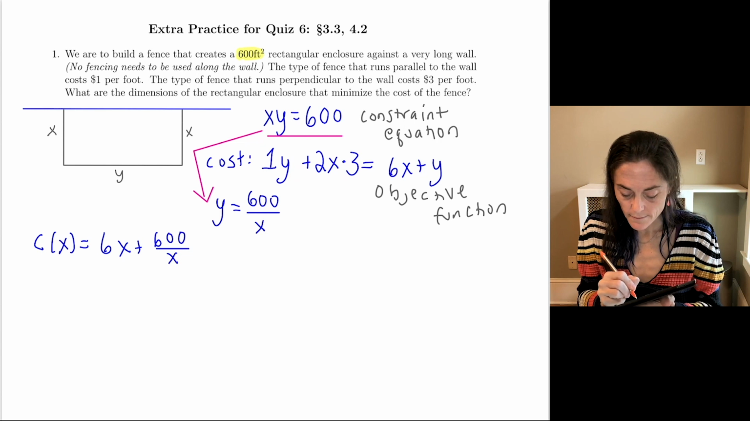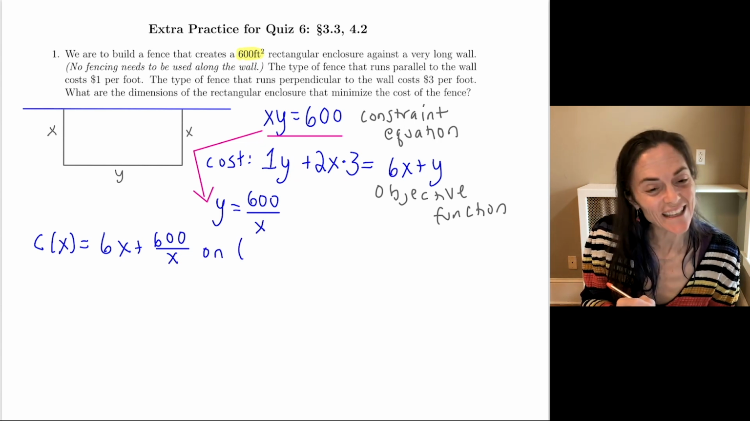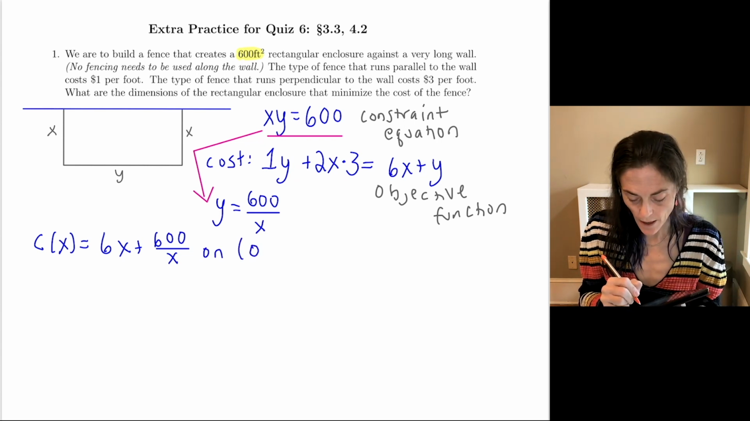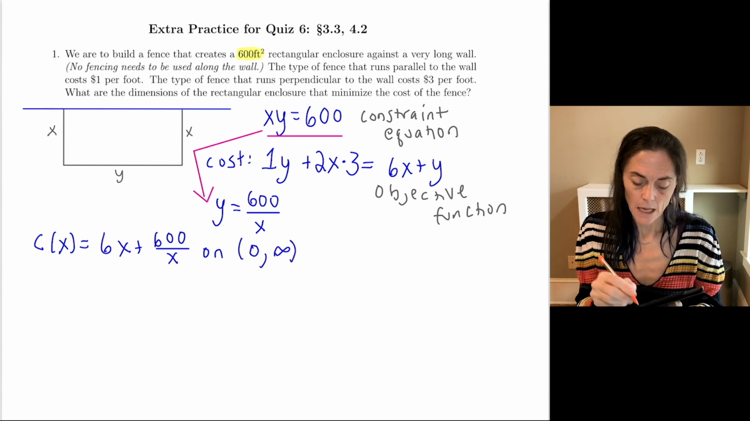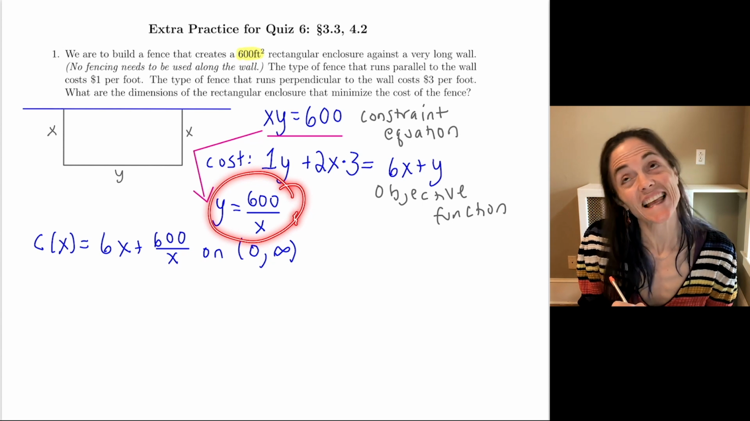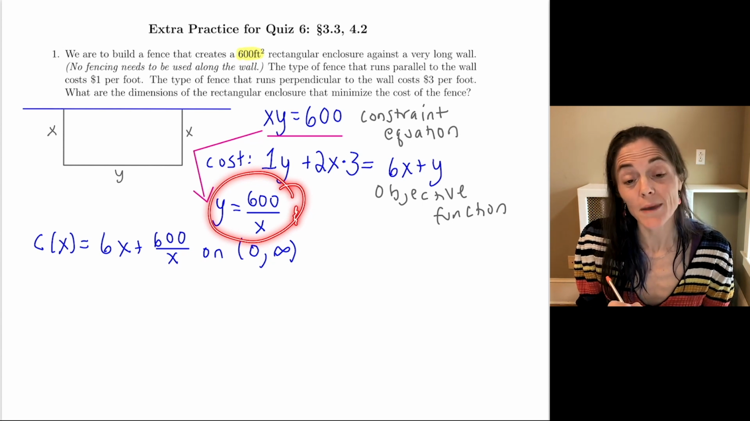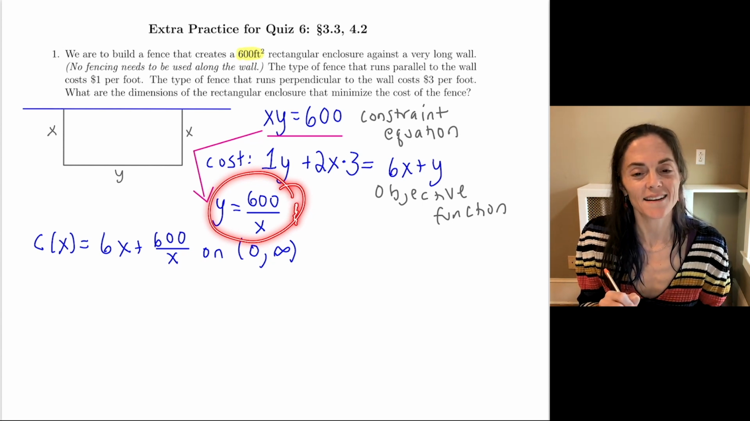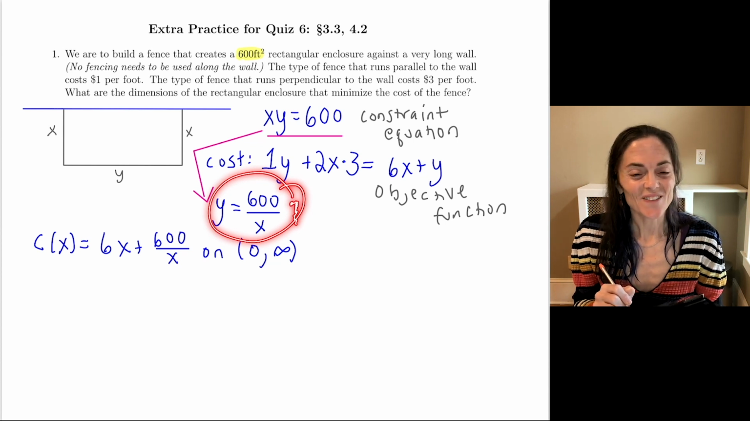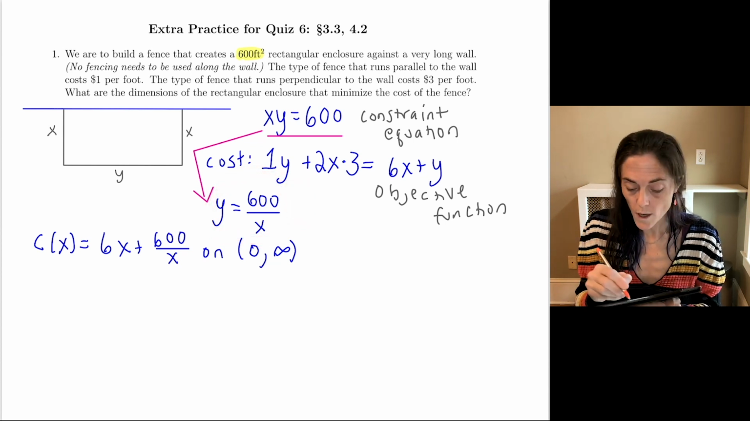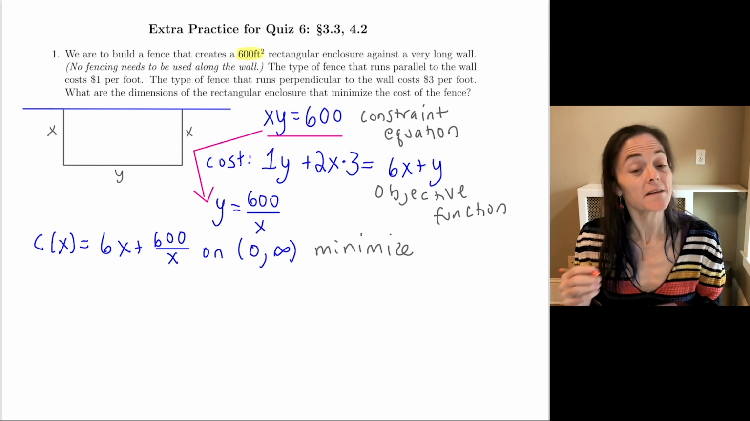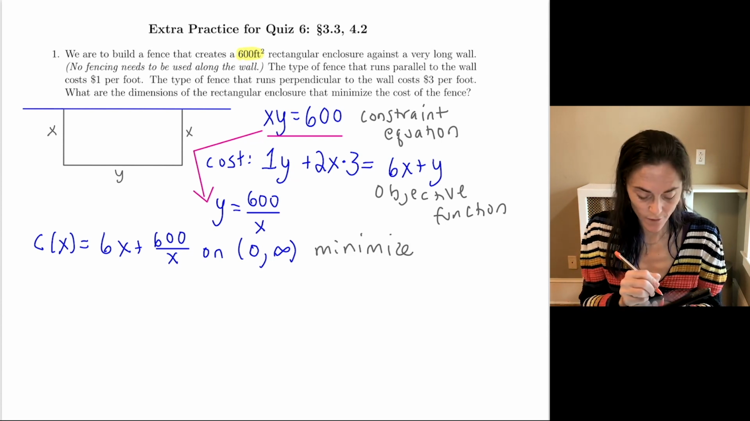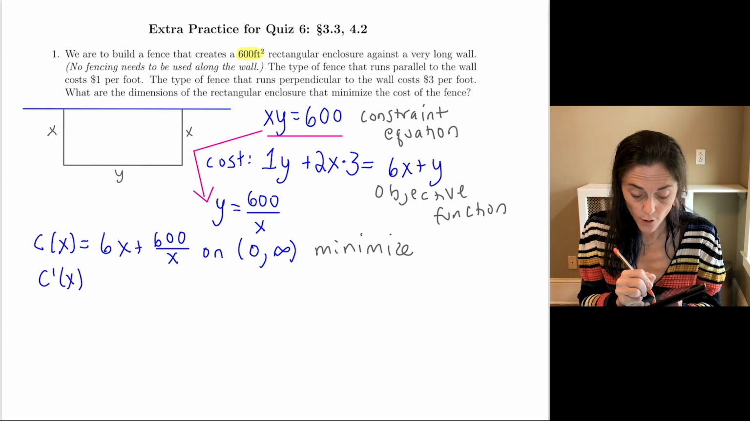You notice this is really defined on an open interval. X, first of all, must be positive, and y must be positive. But this is the relationship between x and y, and no matter how big we make x, we could make a y. Wonderful. We want to minimize. We have a differentiable function on an open interval. Now we can look at critical points.